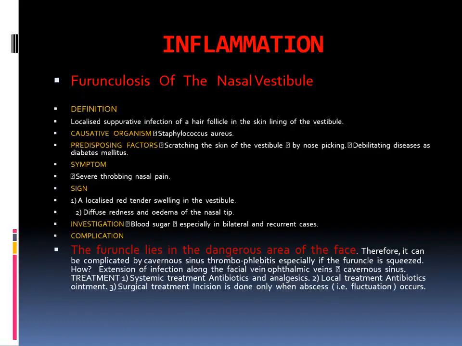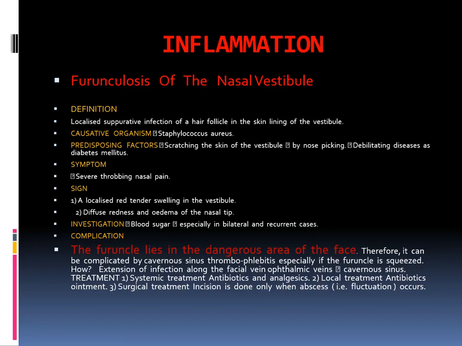Now we go from congenital diseases and traumatic diseases to inflammation. We will start with the external nose, the first thing, furunculosis of the nasal vestibule. What is the definition? It's a localized suppurative infection of a hair follicle in the skin lining the vestibule. Do you remember the vestibule in the anatomy? It contains hair, the vibrissae. So when it gets infected, it causes furunculosis.